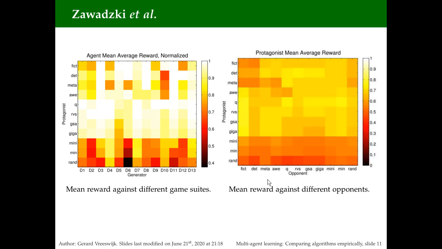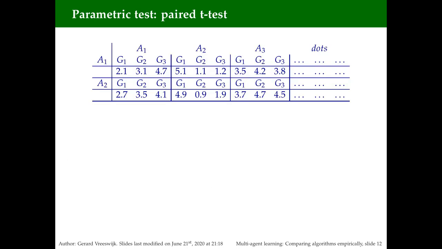Obviously, learning algorithms were compared against each other, and the color represents the performance of the row player. So you see that Q performs well against every other algorithm, especially against itself, you see. And random performs quite badly against every other algorithm, especially against Q-learning. Next slide.